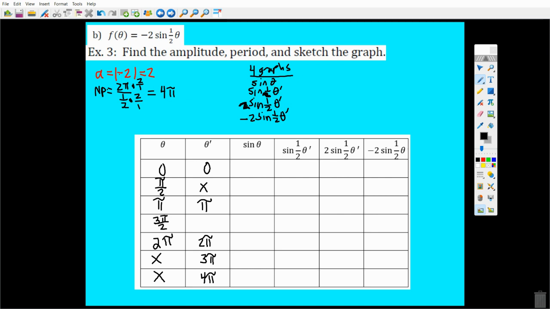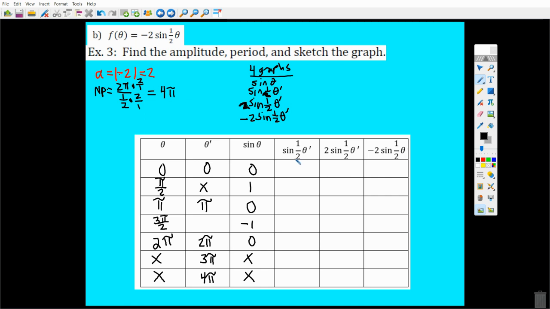So for sine of regular theta, we're just going to be filling out the normal one. So for sine of 0, we get 0. For sine of pi over 2, we get 1. Sine of pi, we get 0. Sine of 3 pi over 2 is -1. And then sine of 2 pi is 0. Now for these, we don't need 3 pi or 4 pi because the normal sine graph completes a cycle between 0 and 2 pi.